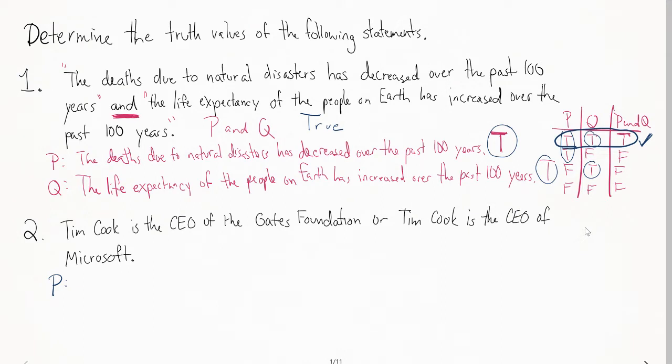So next one, we have an OR statement sitting in between. Technically, if you read the two statements, you have P being: Tim Cook is the CEO of the Gates Foundation.